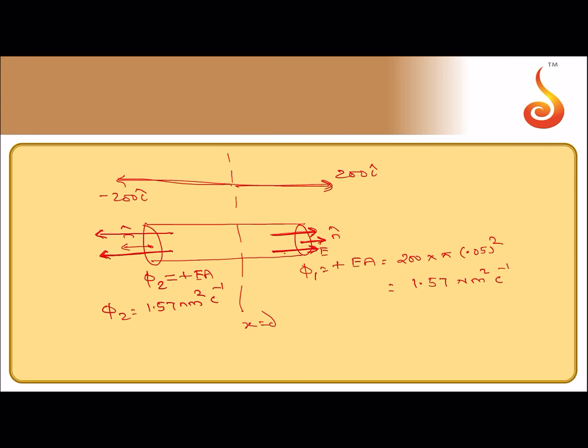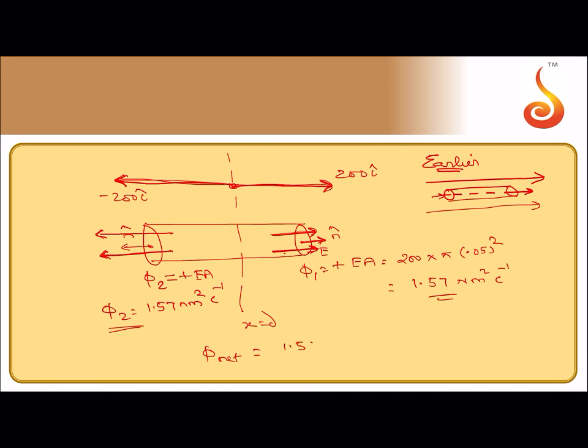What is the difference between this problem and the earlier problem? The earlier problem was a uniform field. The field was going like this and my cylinder was there. So what entered was leaving. But now my field on the right hand side is plus 200 i cap. On the left hand side it is minus 200 i cap. My electric field is in opposite directions. Therefore, both fluxes are now positive, and phi net is equal to 1.57 plus 1.57.